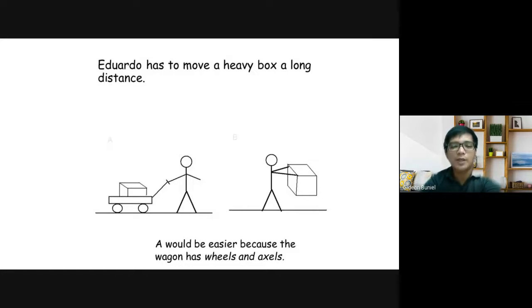Would be easier because the wagon has wheels and axles. For example, if you just leave this one, that's more effort. But if you use wheels and axles, as you can see here, just put your load here and then you pull the wheel and axle as referred to in this figure here. So your job was easier already.